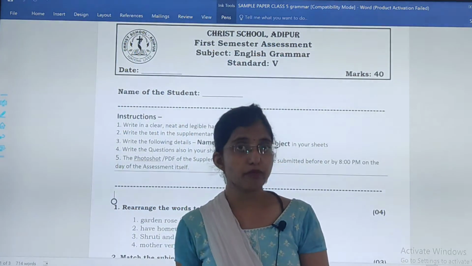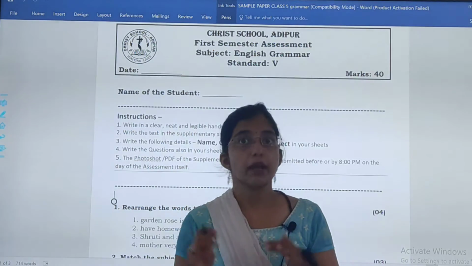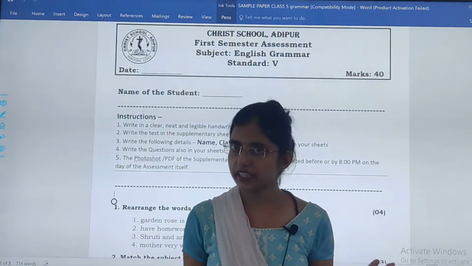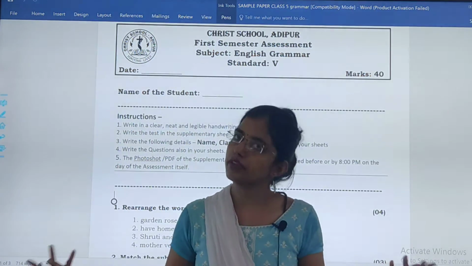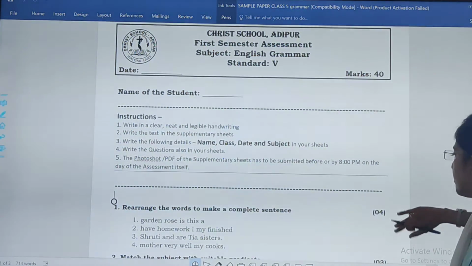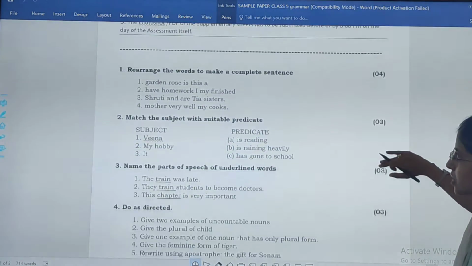It is very important. Either you have to submit the photo shot or the PDF. PDF is more preferable, but if you are not able to send the PDF, okay, photo shot will also do. Now comes our paper pattern, our solving of the questions.